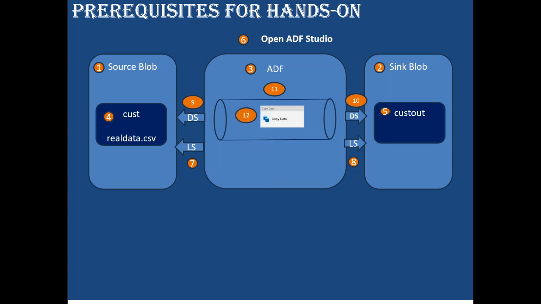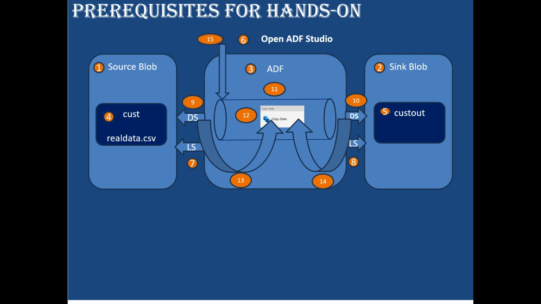Within this pipeline, I'll be using a copy data activity to copy data from the source data set that points to the source blob to the sink data set which points to the sink blob. Once the pipeline is ready, we need to run the pipeline. So how can we run it? We can run the pipeline by using debug, or once you publish you can use the trigger. So these are the total 15 steps that I am going to follow in order to complete this particular lab. Let's not waste any more time.